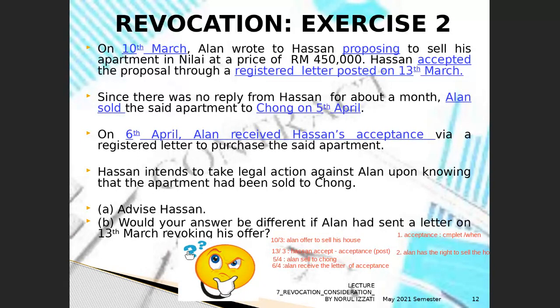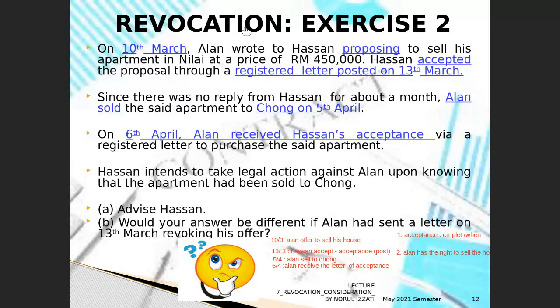You can see the dates have been mentioned there. Once you have received the receipt, right? When is the time where you post? So if you would like to answer B, we are looking at the time. You can see that the revocation is effective if the letter is sent before Hassan has sent the acceptance letter. But if Hassan has sent the acceptance letter before the revocation letter is carried out, then the revocation is not effective.